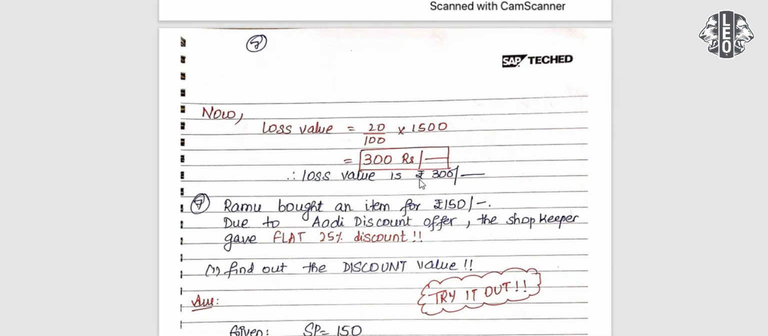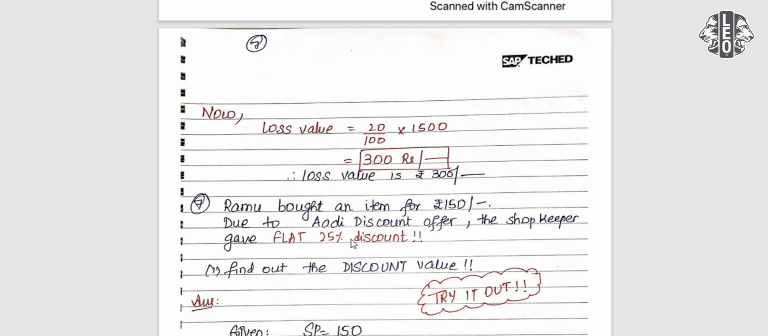Next one, Ramu bought an item for 150. Now what do you mean by this, bought an item? Bought an item means selling price. Everything should be seen in the case of a shopkeeper. Now you are a businessman, you are a shopkeeper. So for you, the profit, for you, the loss. So bought an item is a selling price. So SP is equal to 150 rupees.